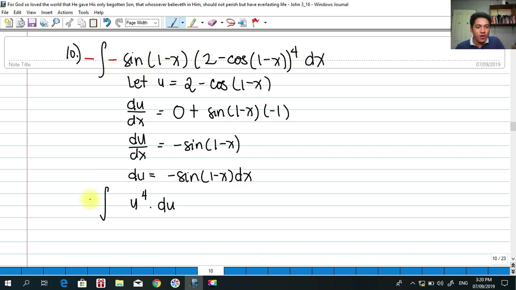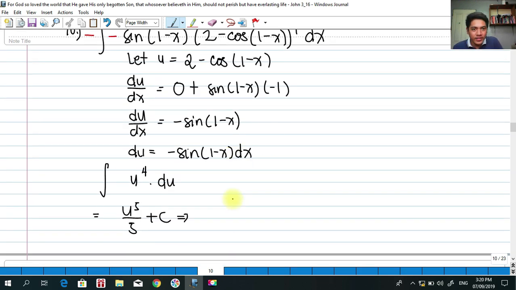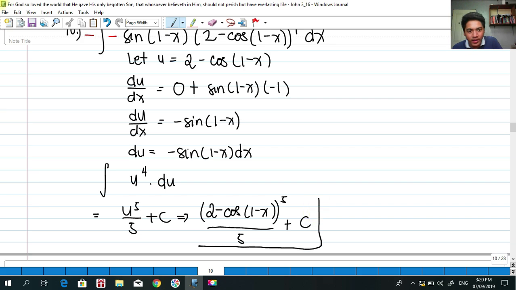Okay, so we can easily integrate this by our formula, plus C, and we need to back substitute the value of u in order to get the correct answer. So what is u? U is 2 minus cosine(1 minus x), and this should be raised to 5 over 5, plus the constant of integration. So this should be our answer. Well, of course, we forgot the negative. So this should have a negative here because we offset a negative value outside of the integral symbol.